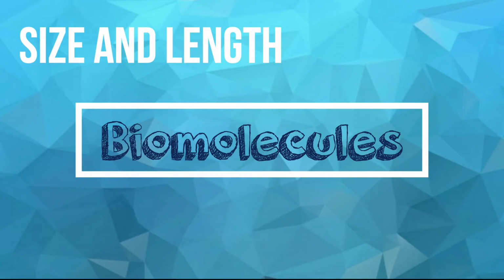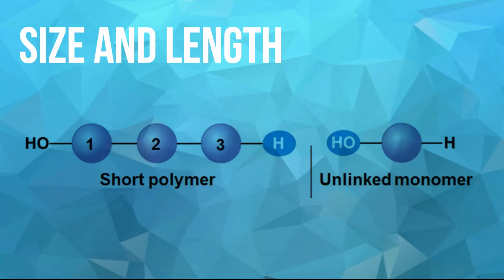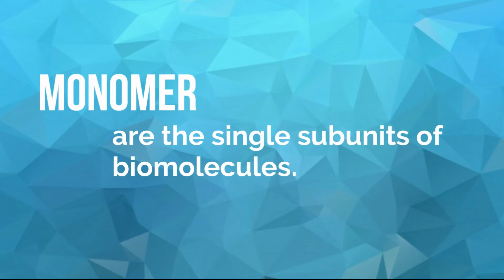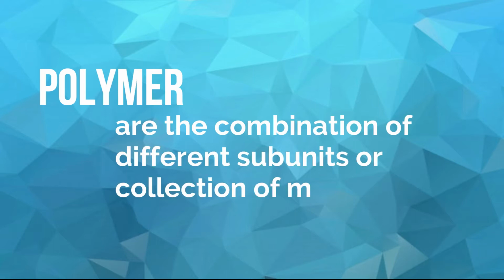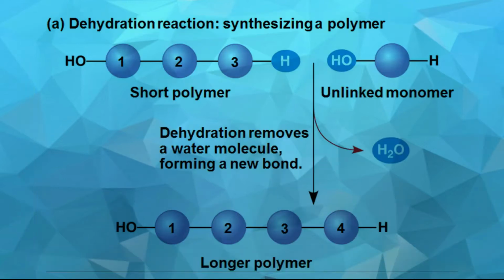Whenever we are talking about the size and length of a molecule, there are two terms that we should consider. Those are the terms known as monomer and polymer. Monomers are the single subunits of biomolecules. Polymers, on the other hand, are the combination of different subunits or a collection of monomers. When monomers combine, they create a polymer.